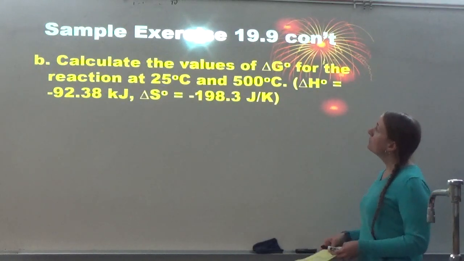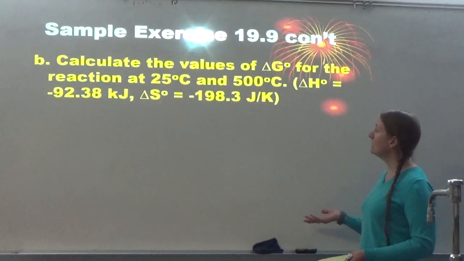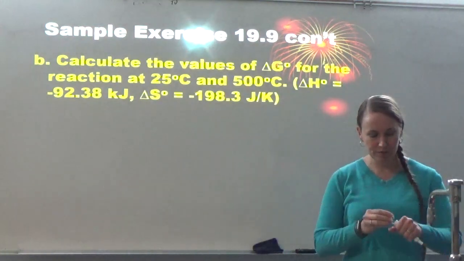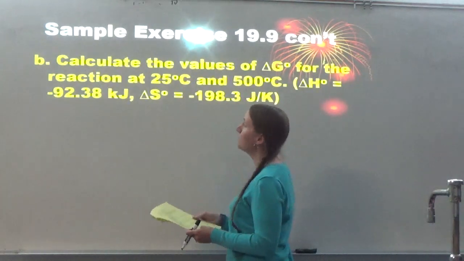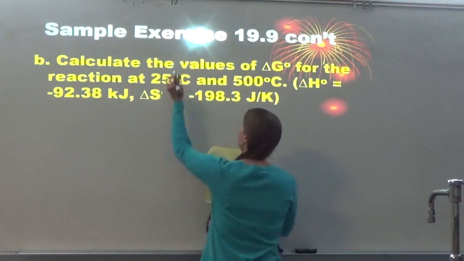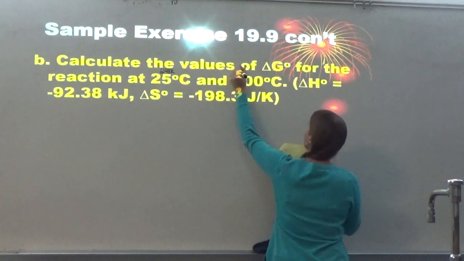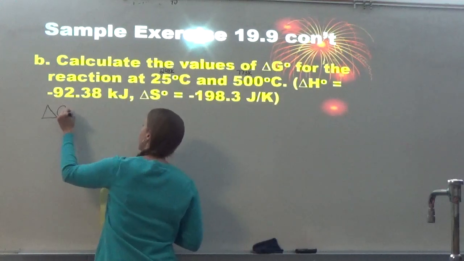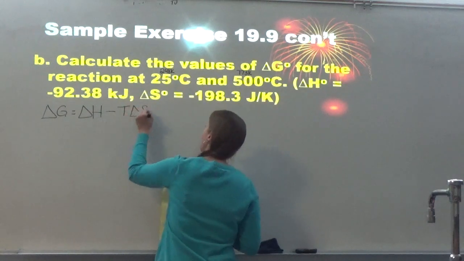So it says calculate the values of delta G for the reaction at 25 degrees Celsius and 500 degrees Celsius, and then it gave me the delta H and the delta S. So I'm calculating delta G for two different temperatures. The first thing I need to do is make sure I have my temperatures in Kelvin. So this, of course, is going to be 298 Kelvin, because I'm just going to add 273, and this is going to be 773 Kelvin. So I know that delta G equals delta H minus T delta S.